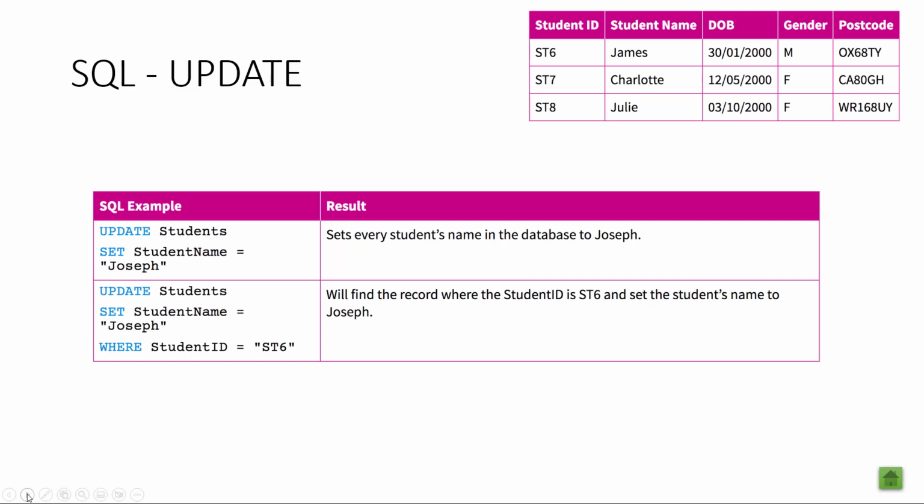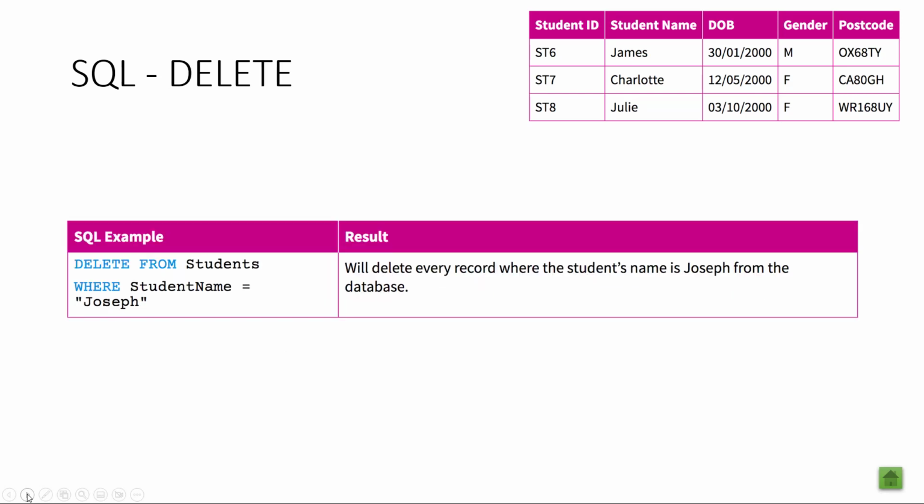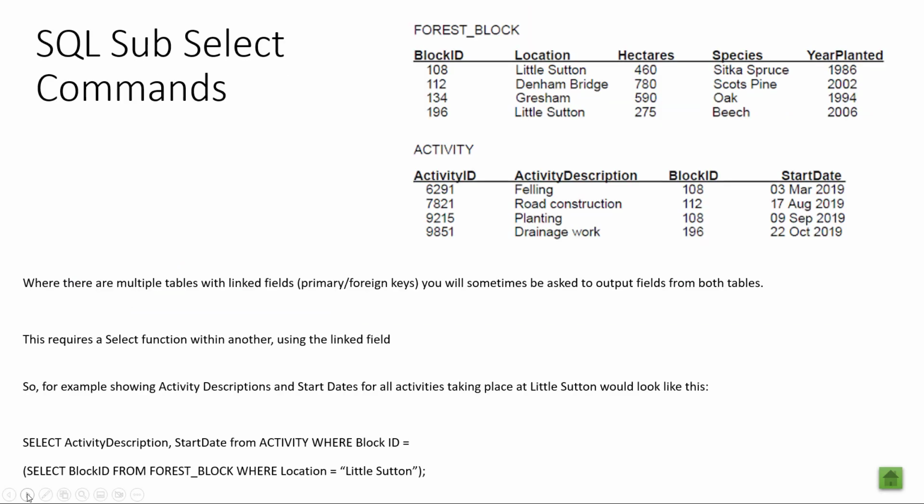Update, so editing, and you can also edit with a where command. So you can update the students table where you can set the student name to Joseph, where the student ID is ST6. So you don't even need the same column data to change another column, if that makes sense. You've got delete from the student table where the student name equals Joseph, and that deletes every record of Joseph, by the way.